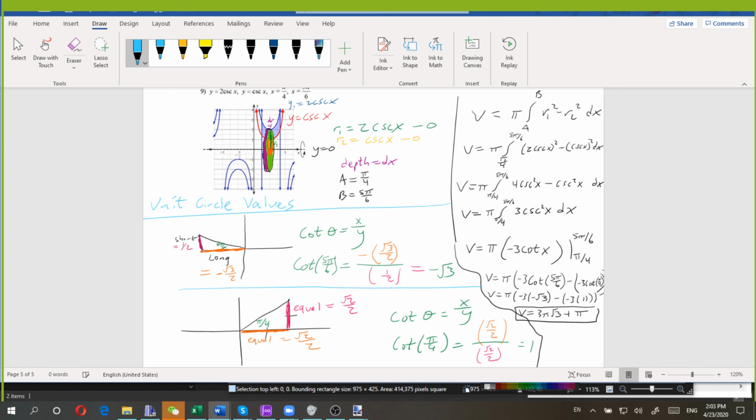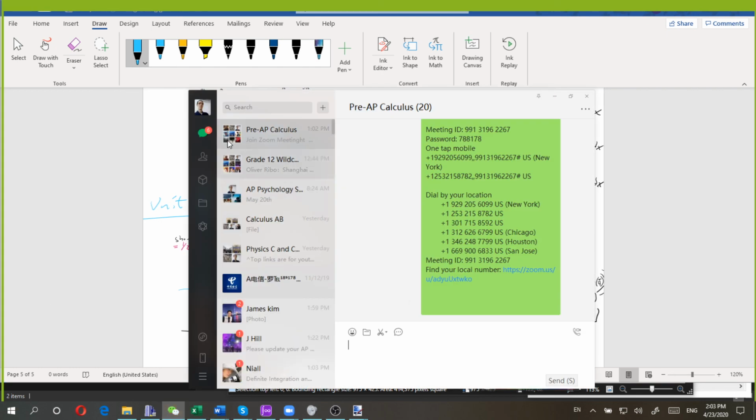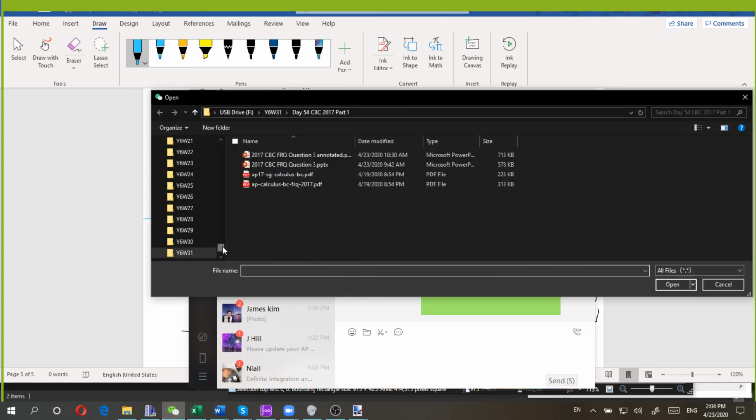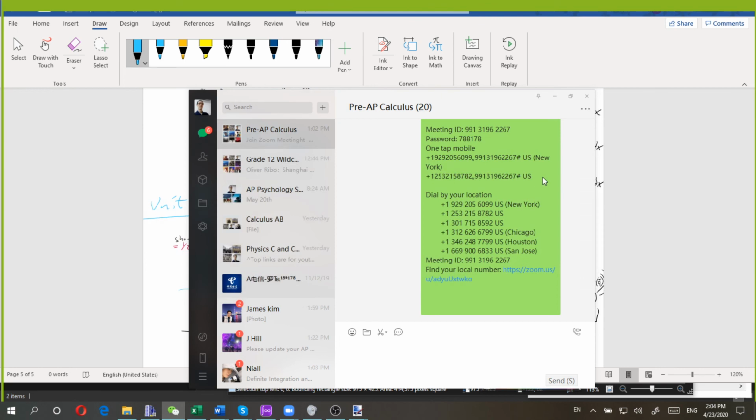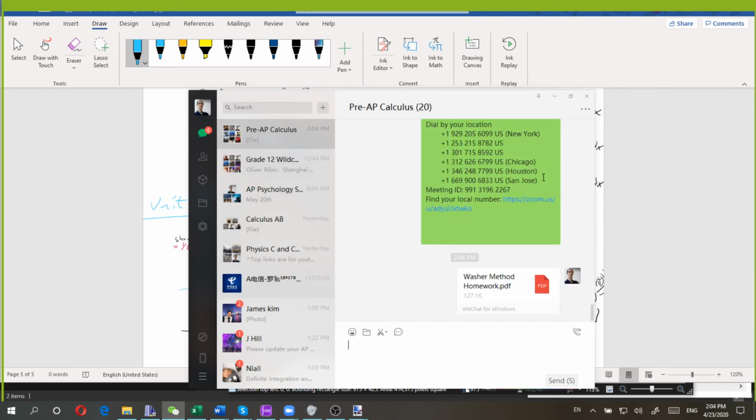All right. So I've got homework that I'll post to the WeChat right now. Homework will be due on Tuesdays. There are 10 problems, kind of like the first one that we did with volume by cross sections. And that'll be it for today.